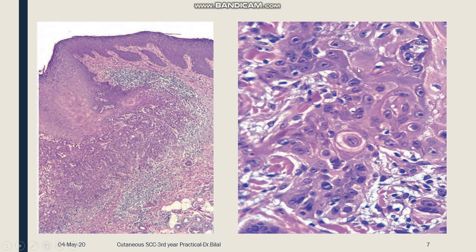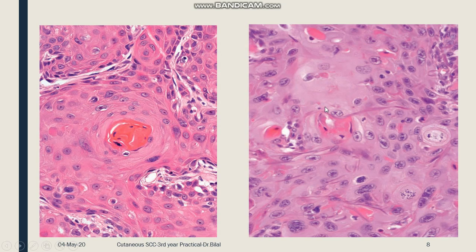And then there is a very important feature as well. You can see here that there are intercellular bridges. You can see these fine threads that are stretching from this cell to this cell, from this to this. So these are intercellular bridges. So generally remember that squamous cell carcinoma shows nests or sheets of polygonal cells with eosinophilic cytoplasm, prominent nuclei, and you may see some intercellular bridges as well.